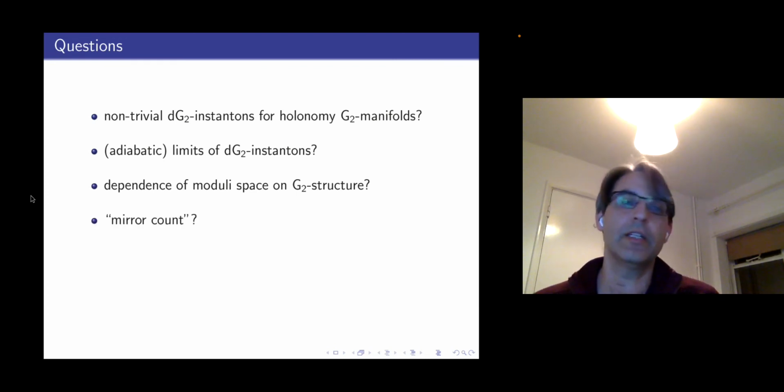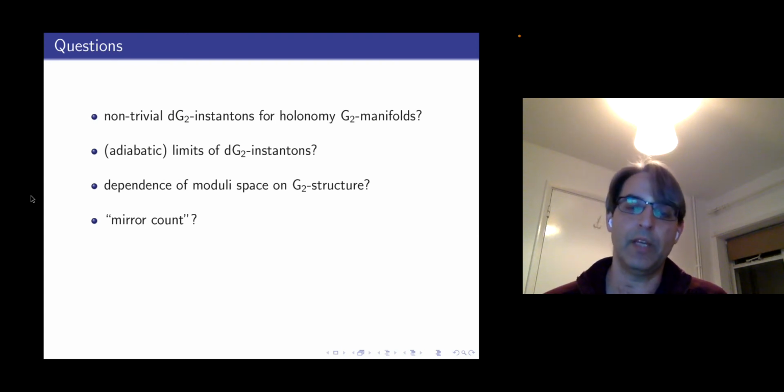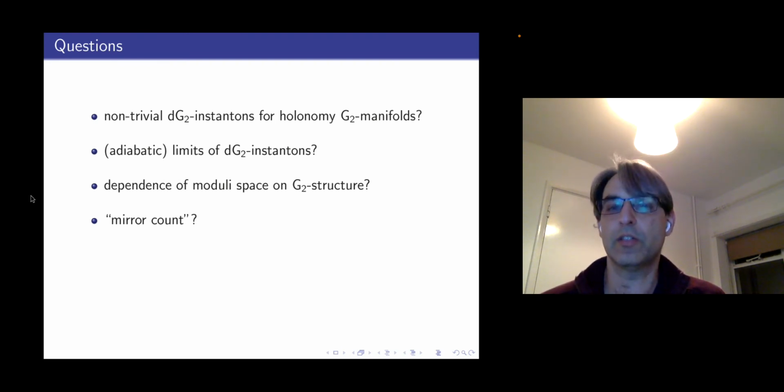Another question, again related to the enumerative invariant problem, is can one do a mirror count, where one tries to count the mirror objects, so the calibrated cycles that I mentioned in the first talk? And can one verify that the associatives with flat connections or co-associatives with ASD instantons are the same in number as the dG2 instantons? And perhaps one needs to make some restrictions to see whether this really works. And this would be some version of a kind of mirror symmetry phenomenon for G2 manifolds or G2 geometry more generally.